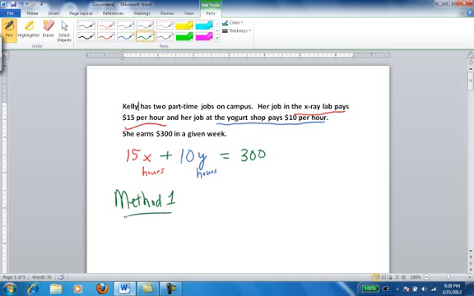Method 1, you could just plug in some values like you have right here and try to solve the pair of numbers. For example, if you want to just pick an arbitrary number for x, let's suppose that for x you pick the value 2. I'll put the 2 right there. That's not 152, that's not 17, that's multiplication. So 15 times 2 would be 30, plus 10y equals 300. And what you would do is solve that for y. And you could find the answer that way.